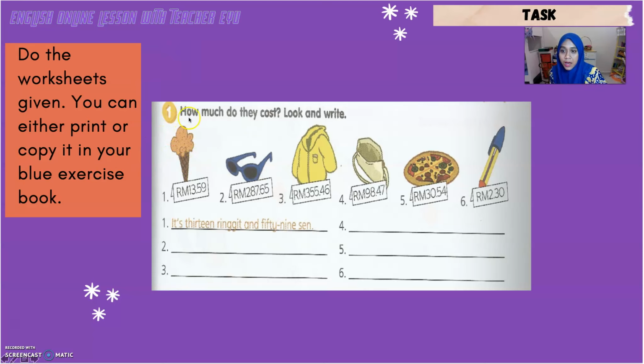The first worksheet is how much do they cost? Look and write. So you have to look at the picture and you look at the price. Tengok gambar, tengok harga. So number 1, the price is RM13.59. So you have to write, it's RM13.59. Number 2, look at picture number 2, look at the price, write the price here. Number 3 until number 6, you do the same.